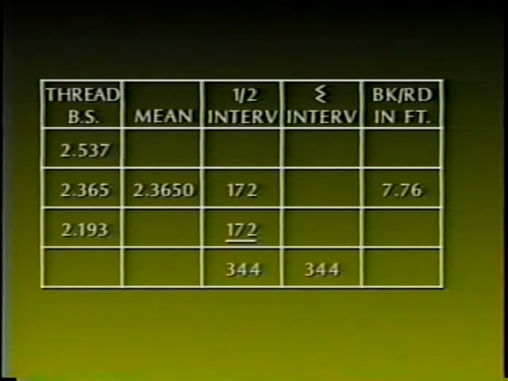Knowing that 1 meter is equal to 3.28083 feet, in our example we can easily see that 2.3650 meters is then 7.76 feet. From this check on the back of the rod, we know the mean for the readings on the front of the rod, 2.3650 meters, has been made without error.